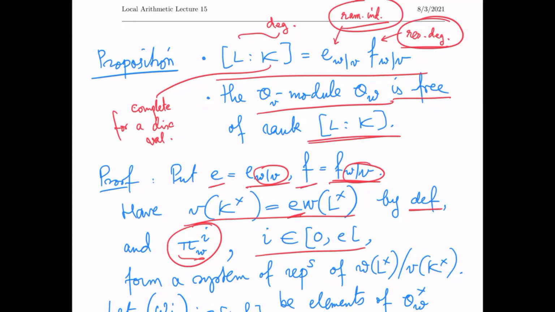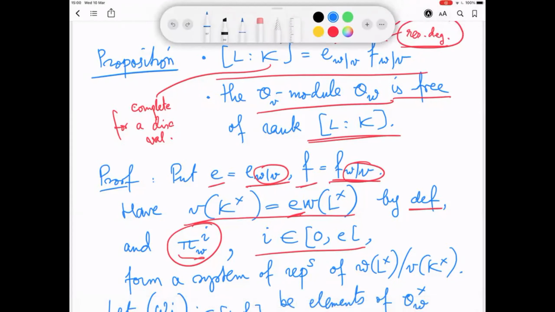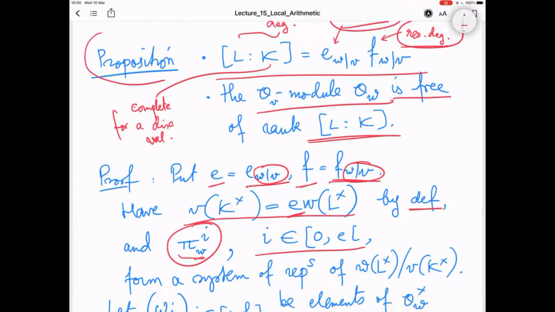We were in the middle of stating and proving this proposition here, which I'm going to underline in red ink. This is the proposition which we were in the process of stating. The hypotheses are that you have a field K, which is complete for a discrete valuation, and then you have a finite extension L of K. We have seen that L itself carries a unique valuation extending the valuation on K, and moreover L is complete for that valuation, and that valuation is also discrete.